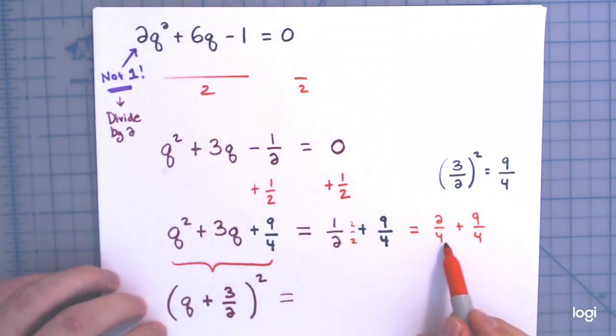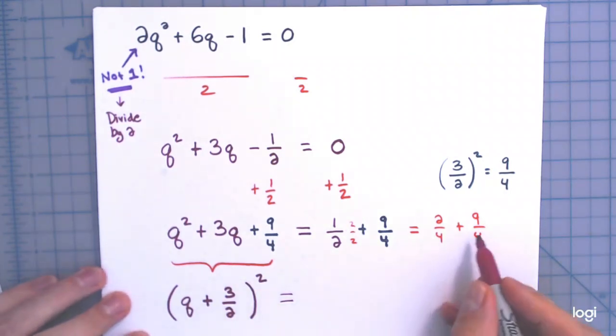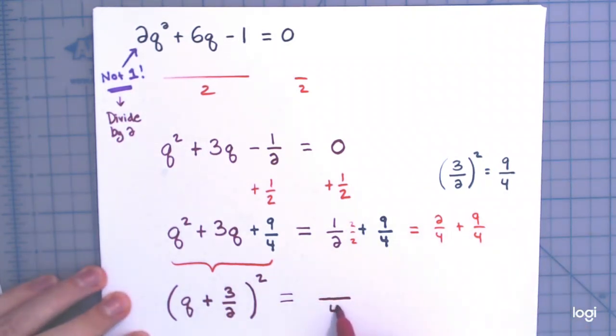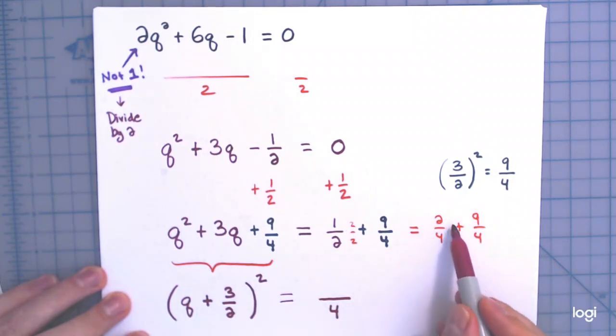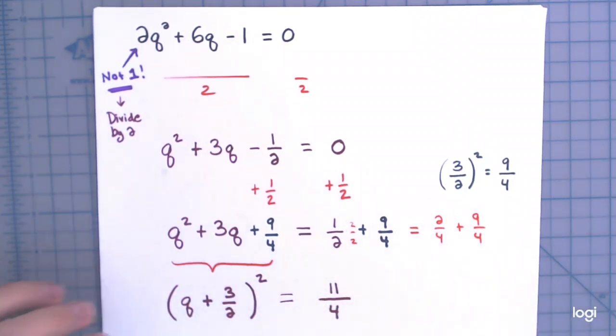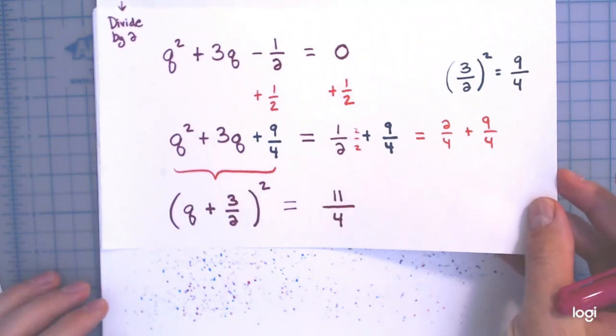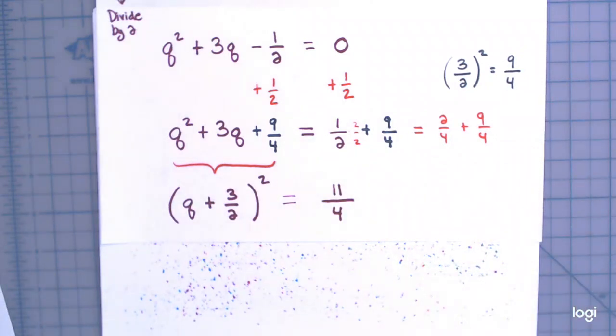And then when you have that common denominator, that sticks around when you add them, so I keep a denominator of 4, and you only combine the numerators. 2 plus 9, 11, right? So I'm getting here q plus 3/2, that quantity squared, is equal to 11/4. And now I have it set up to where I can use that square root property. There's a variable inside a square.